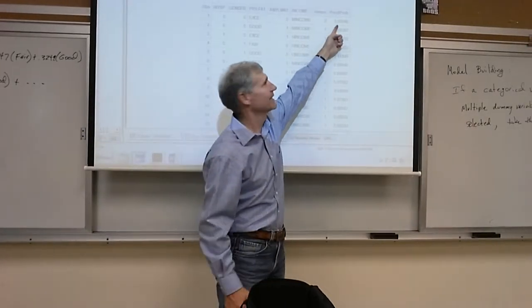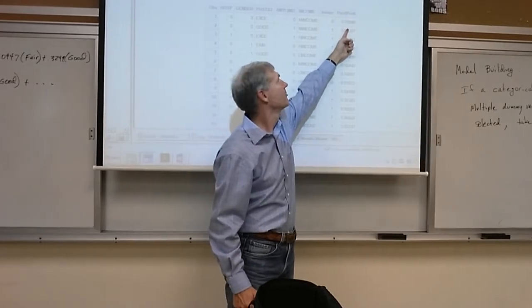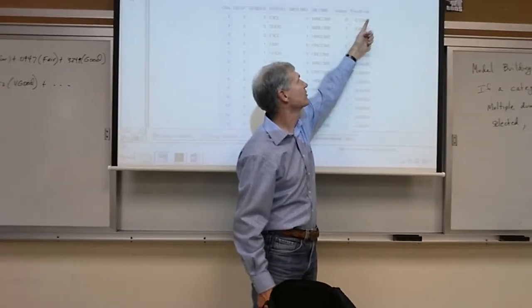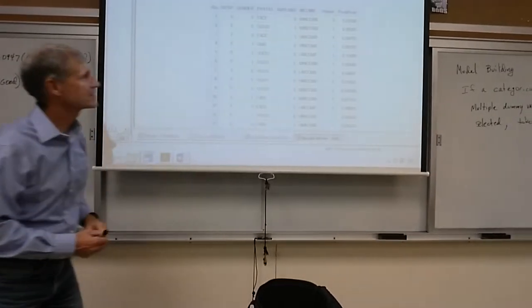Predicted probability, 0.01046. Where does that number come from?